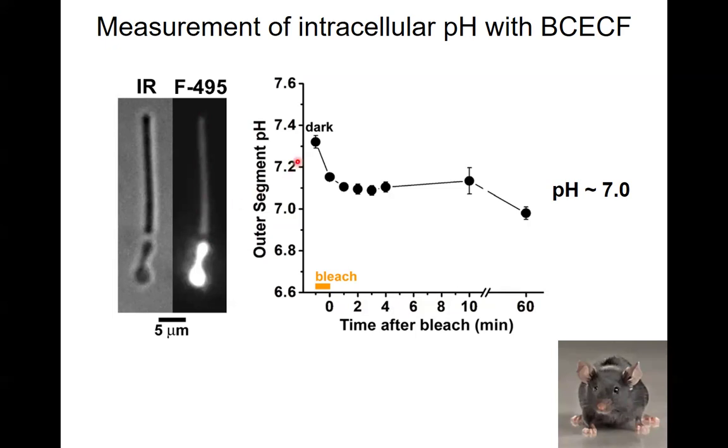And we can start with a dark adapted cell, and we measure the fluorescence initially, and we can get a ratio for that. Then we bleach for 1 minute, exactly the same experiment that we are doing for the retinoid measurements. And then we look at pH over time. And you can see that pH starts about 7.3 in the dark and goes down to about 7.1, about pH 7 over time. And so the cell acidifies.